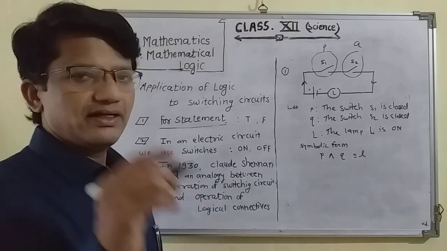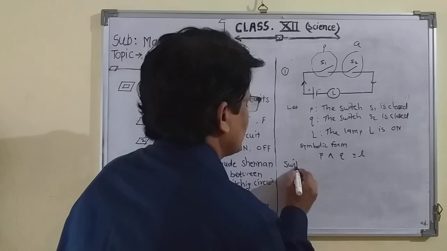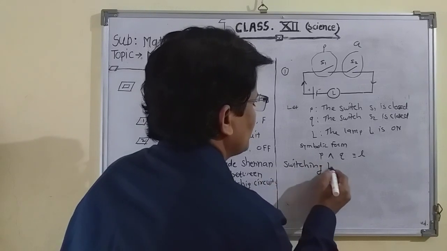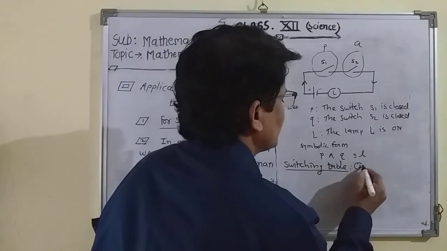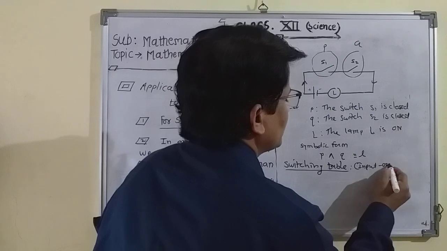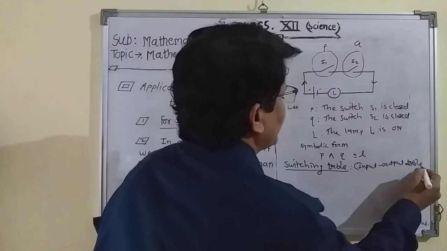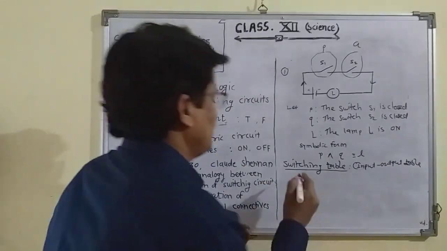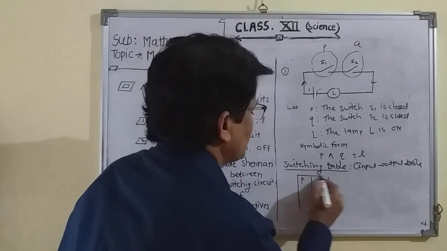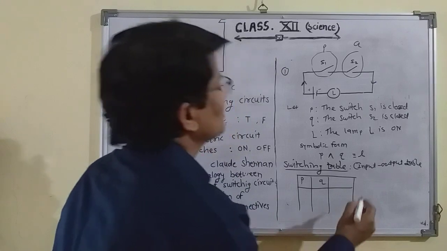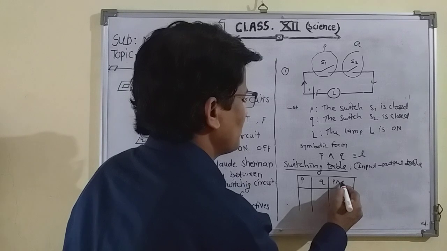Let us find the input output table, or we can say the switching table, or another name, the input output table. Here are two switches, P and Q, S1 and S2, and they are connected in series, and here is AND. The situation is P and Q.